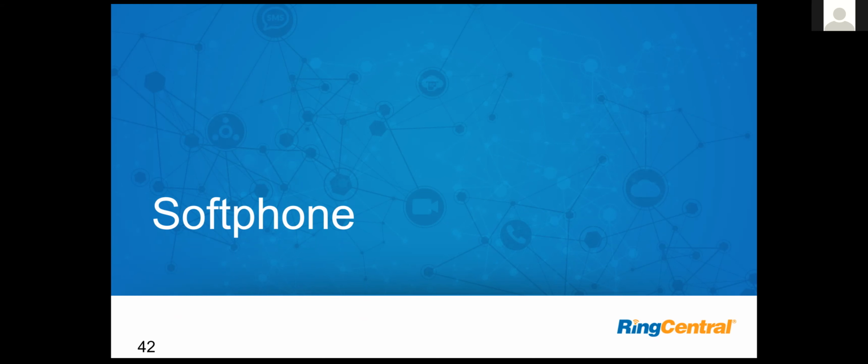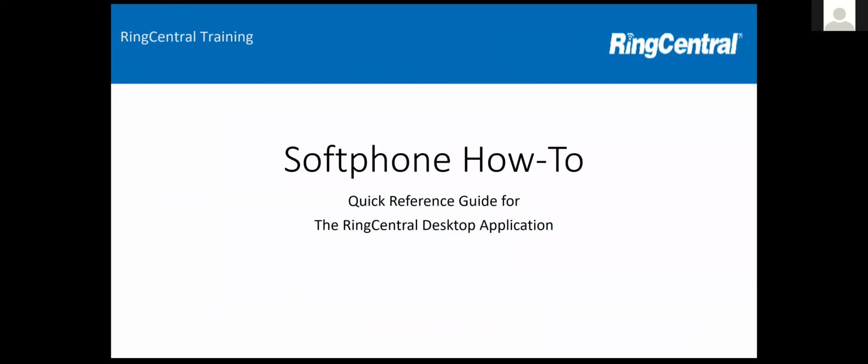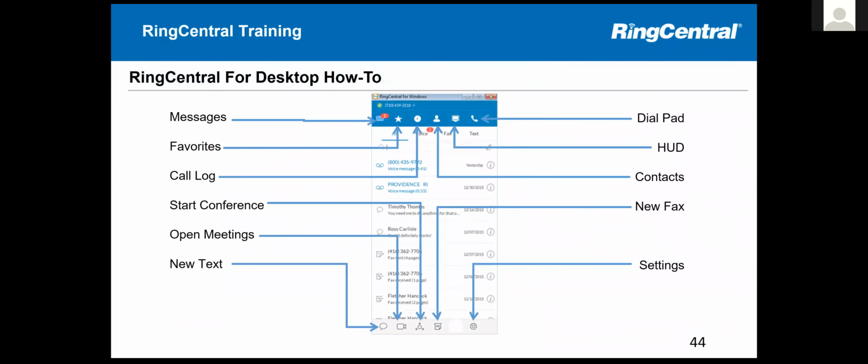All right. So your desktop application, your soft phone. You'll notice that the interface here looks very much like your mobile app interface. Your title bar has options as well as across the bottom. And we're going to talk about what those options are. Here at the very top is where you would go to change your status and get to your settings.